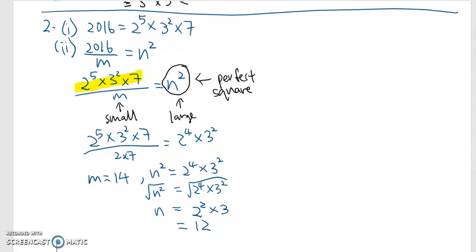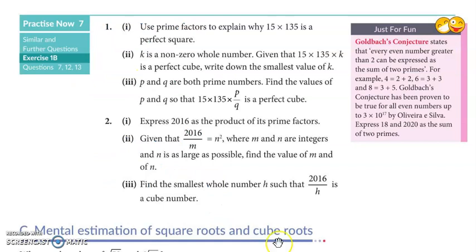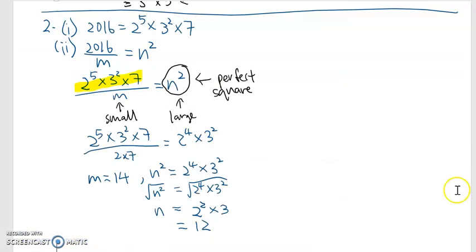Let's look at part 3. Part 3 wants us to find the smallest whole number h, such that 2016 over h is a cube number. Now a cube number is just a different way of saying a perfect cube, so I want 2016 over h to be a perfect cube. This is similar to what we've done in question 1 as well. So pause this video, take some time to try.